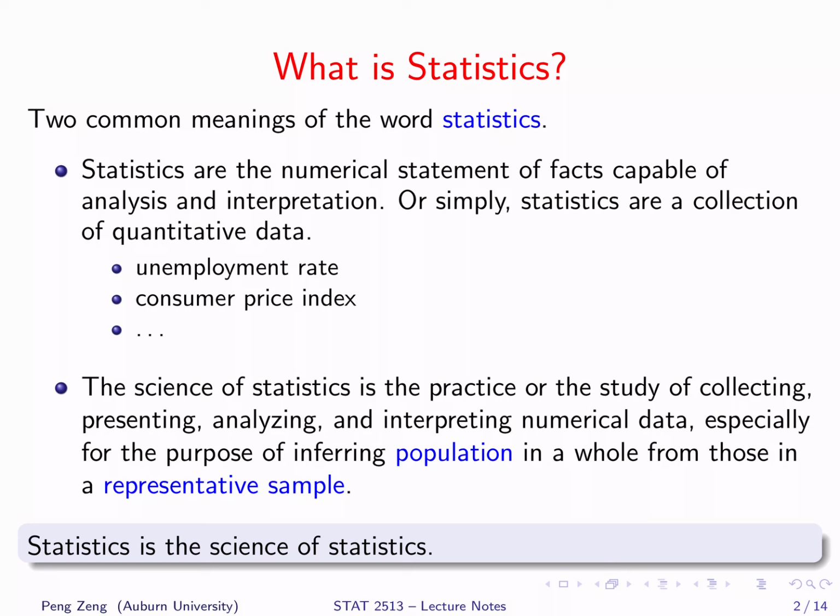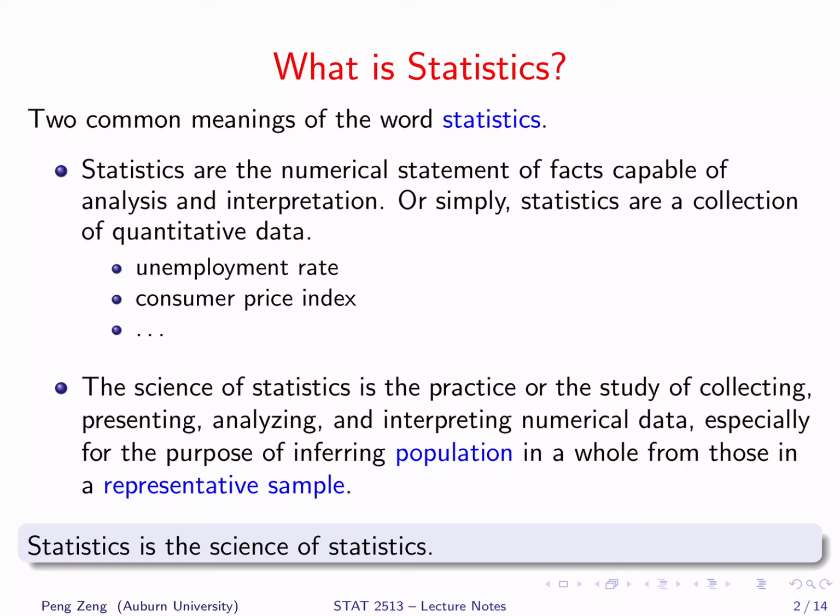For example, the government regularly publishes the unemployment rate. It is a typical example of statistics. In the second meaning, statistics is a discipline of science. It is the practice or the study of collecting, presenting, analyzing, and interpreting numerical data, especially for the purpose of inferring population in a whole from those in a representative sample.